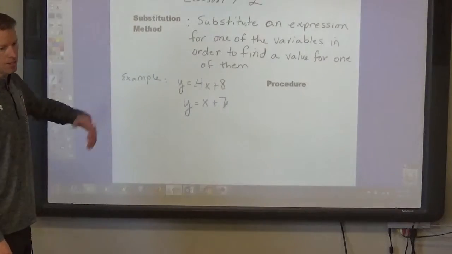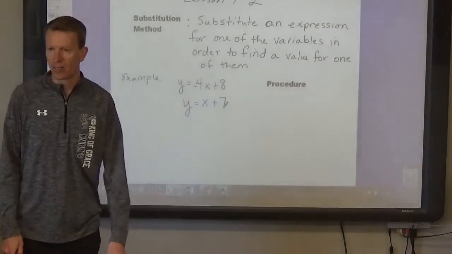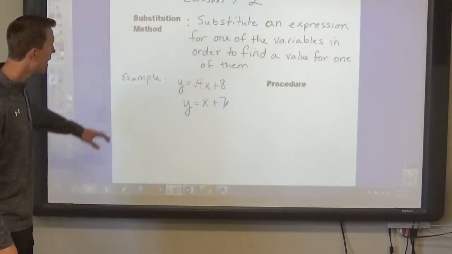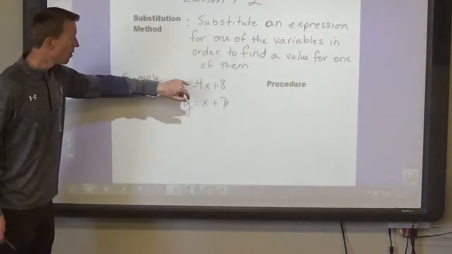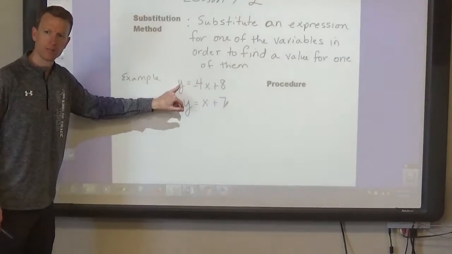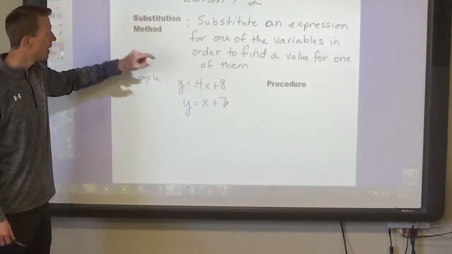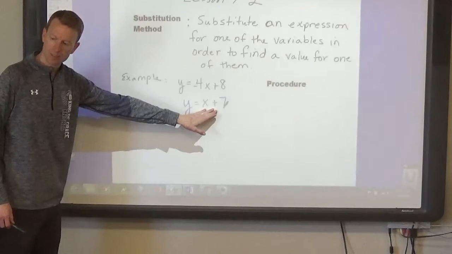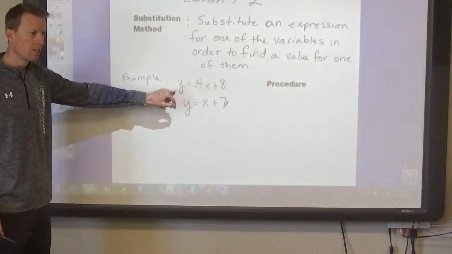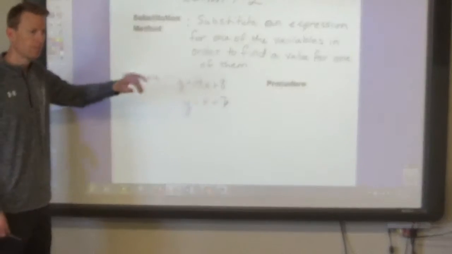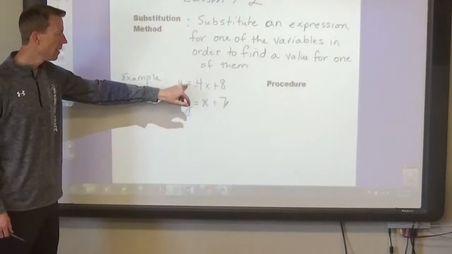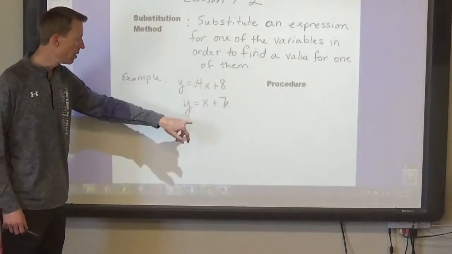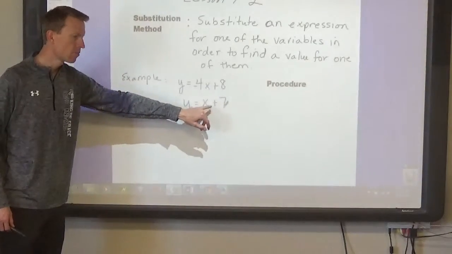Okay? And so like I said at the beginning of class, we're going to do some heavy-duty algebra today. We're going to apply almost everything that you have learned about solving equations up to this point. So, the process is this. When you have two variables, you can substitute an expression for one of the variables in place of that variable. So let's say we know y equals negative 4x plus 8, and we know that y also equals x plus 7.